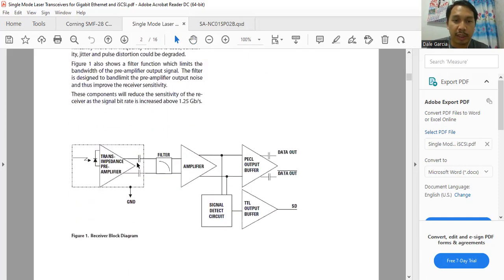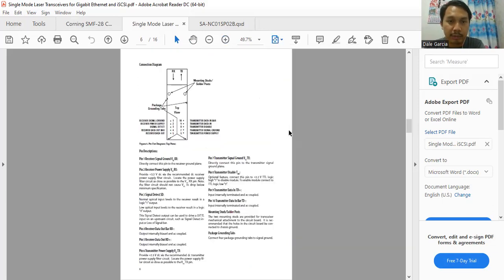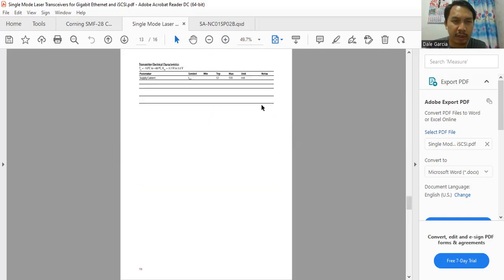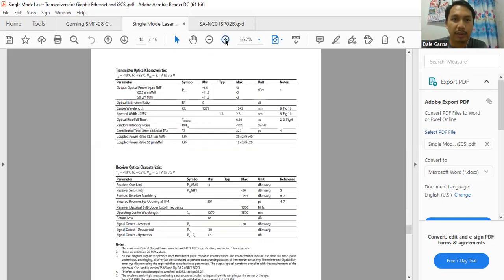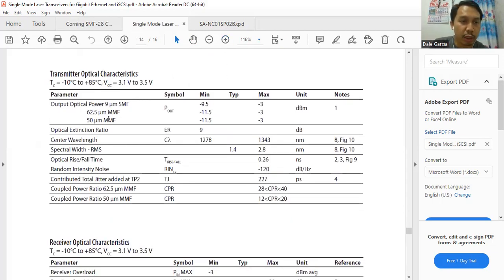Of course, all of these are important. But we will focus on the portion that we will use in our link budget calculation. So, transmitter optical characteristics. First, output optical power, for 9 micrometer SMF. For this type of cable, the minimum power output is negative 9.5 dBm.